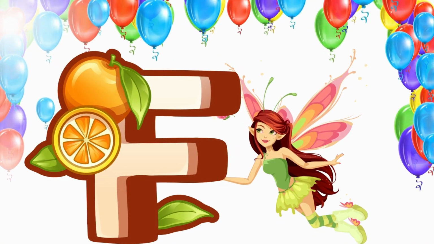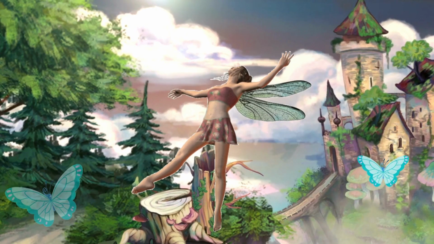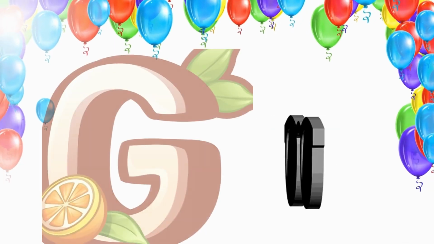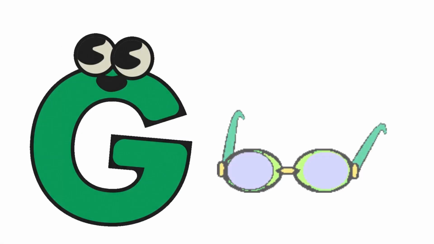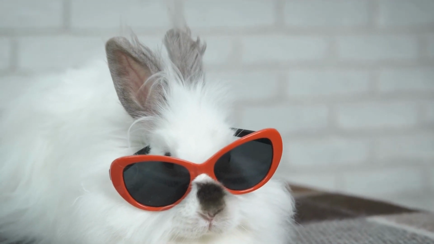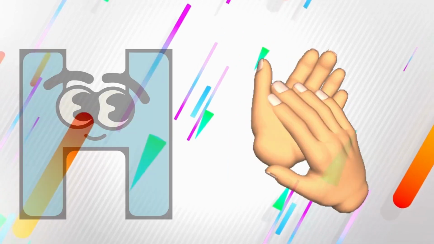F is for fairy. F, fairy. G is for glasses. G, glasses. H is for hand.